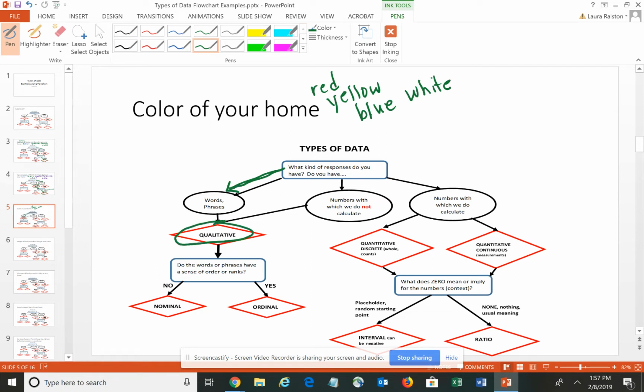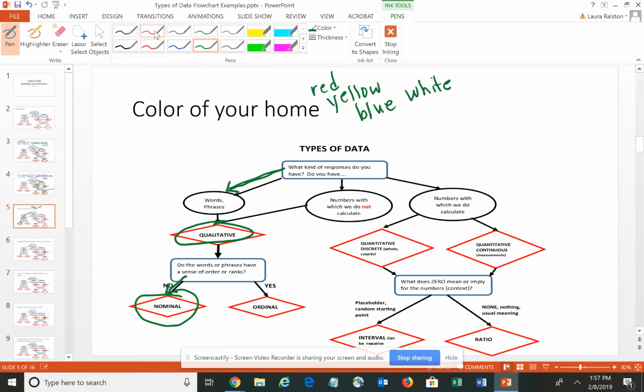If it's qualitative, then we have to think about whether those words or phrases have a sense of order or ranking. Is it better to live in a red house than a yellow house? Or is it better to live in a yellow house than a blue house? Honestly, there's really no sense of order there. One color is not necessarily better than another. So we would say no, which puts us at the nominal level.